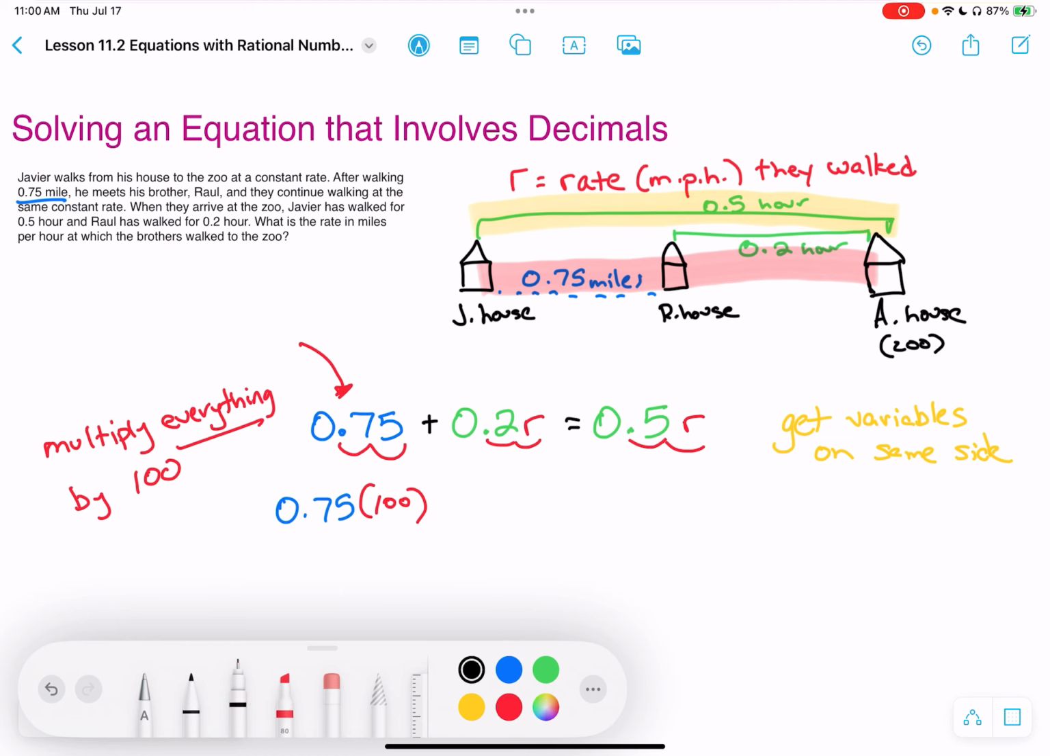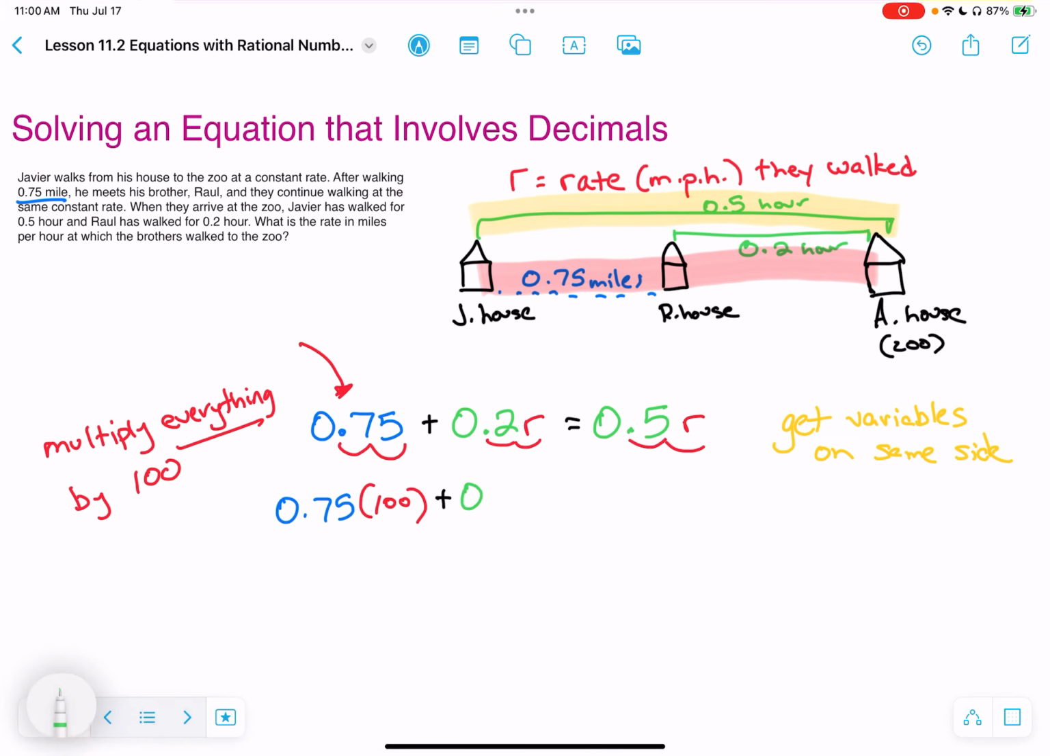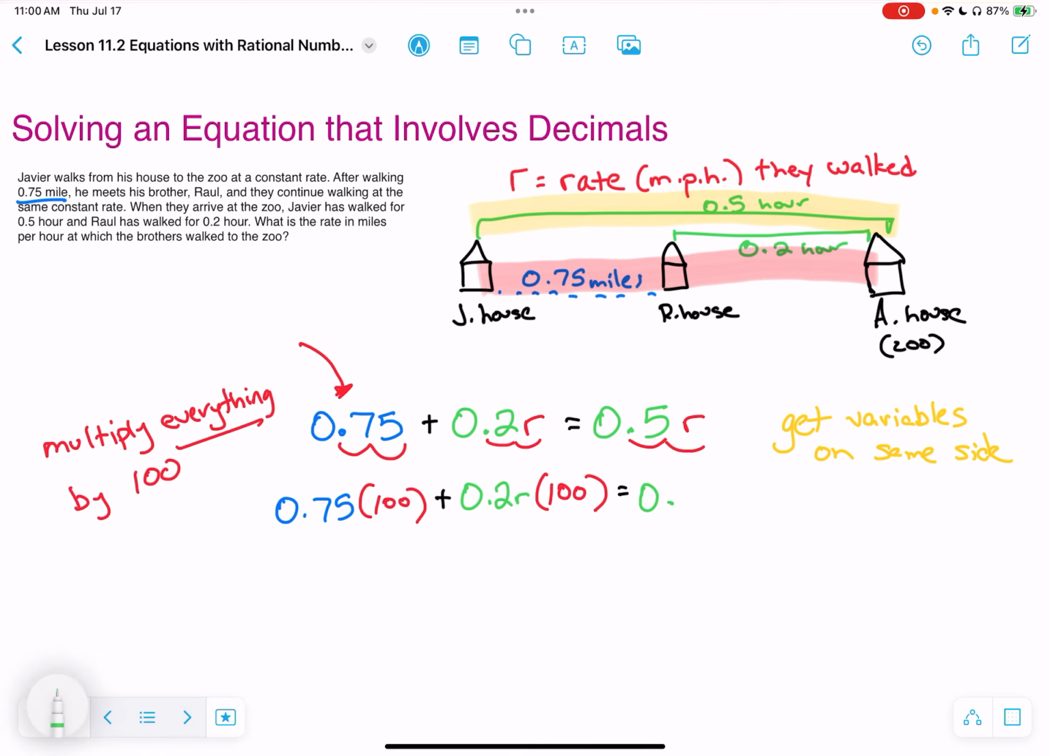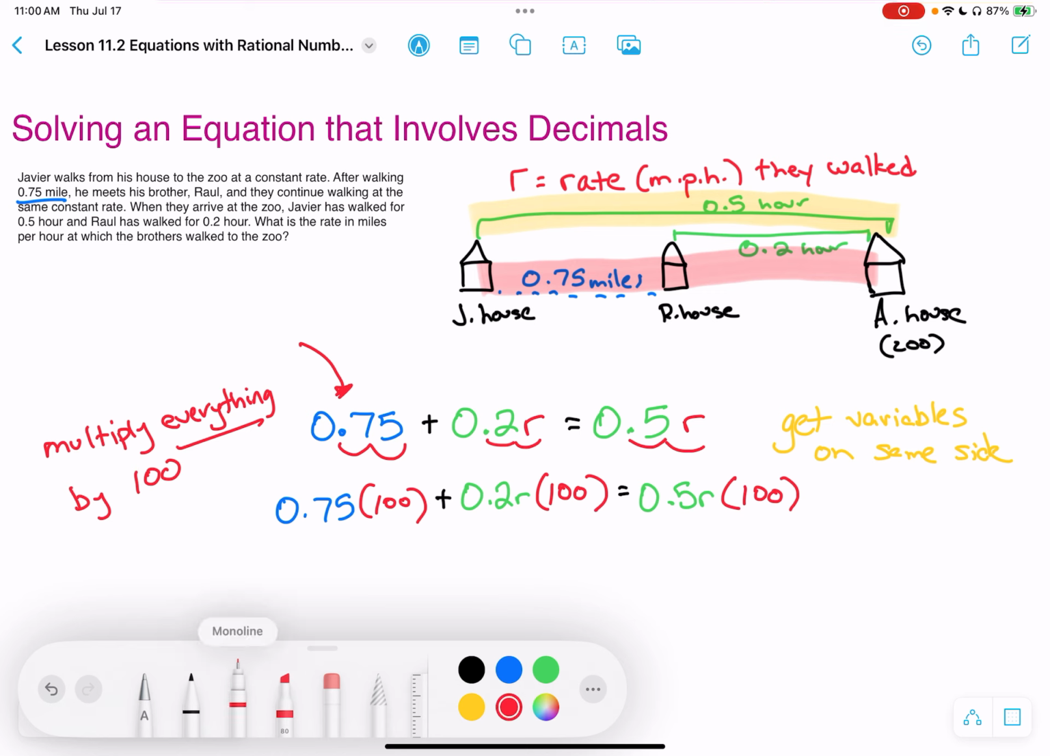Now this step that I'm writing right here is a step that probably at some point in your life you will be able to skip. You could probably just rewrite it with the new numbers, but for the sake of completeness, I'm going to go ahead and write it in here. You're like, why is he writing times 100? Why doesn't he just write it with the decimals moved? I want to be thorough. So 0.75 times 100 is 75.